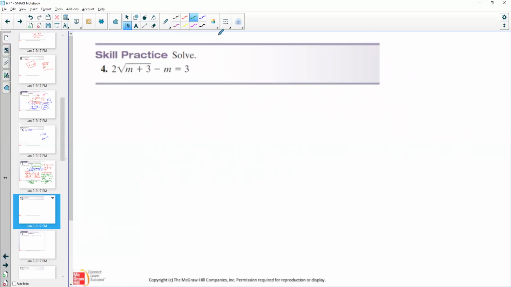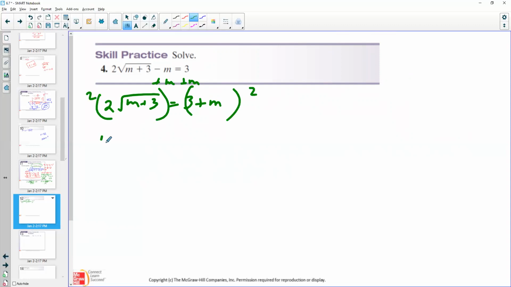I'm going to start with getting the radical alone. I'm going to add m to both sides. On the left, I'm going to have 2 radical m plus 3. On the right, I'm going to have 3 plus m. Just like before, I'm going to square both sides. So on the left, I'm going to have 4 times m plus 3. On the right, I'm going to square that, 3 plus m times 3 plus m.